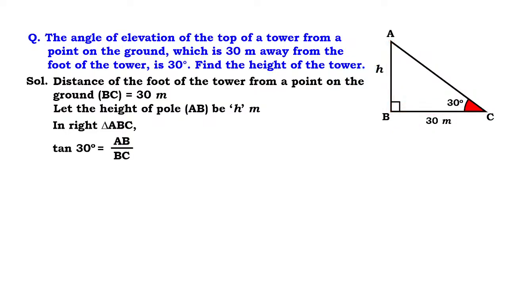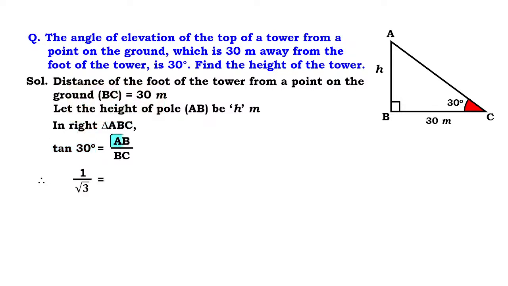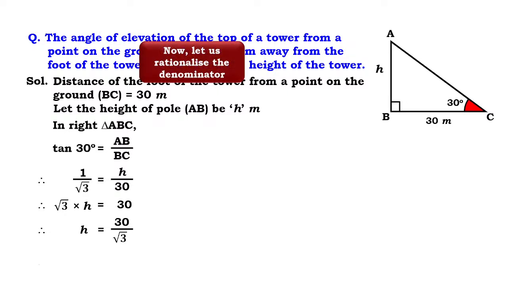But what is the value of tan 30? You have studied in 10th standard, 1 by root 3. So substitute that value, 1 by root 3. AB is equal to h meters and BC is equal to 30. Now you have to solve it. Root 3 cross multiply. So h is equal to 30 by root 3. And can root 3 come in the denominator? No.